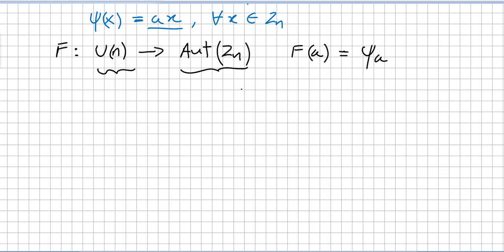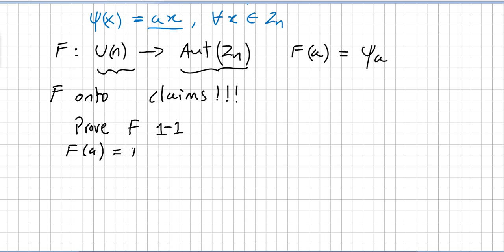In order to prove that this f is onto, just check the previous claims. Okay, it's abundantly proved. I think we just need to prove that f is injective and f is operation preserving. In order to prove that f is 1 to 1, we pick two elements, f of a equals f of b.